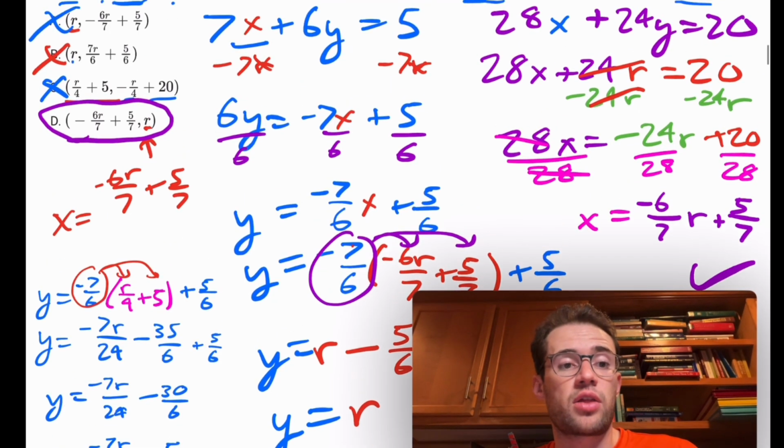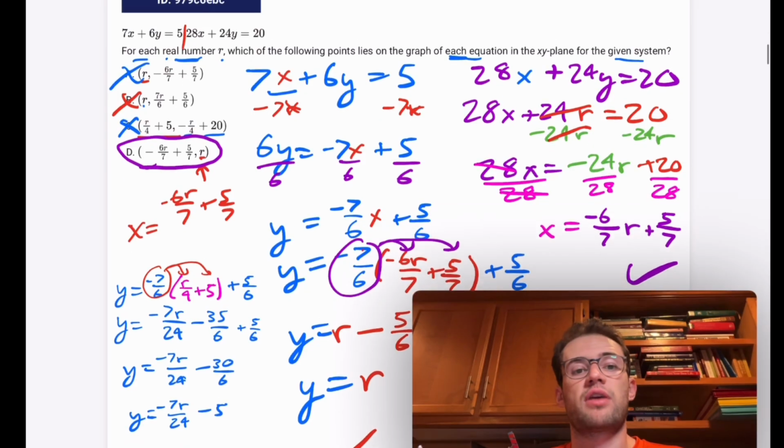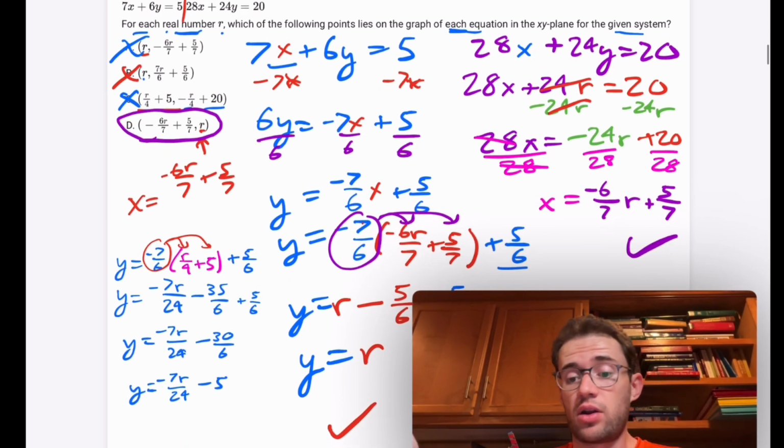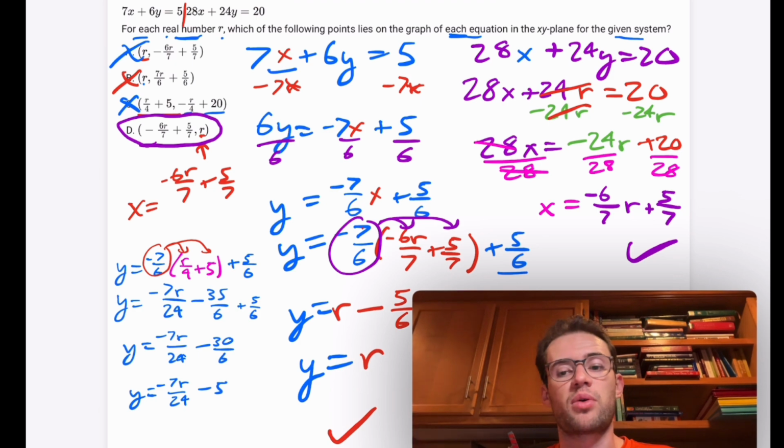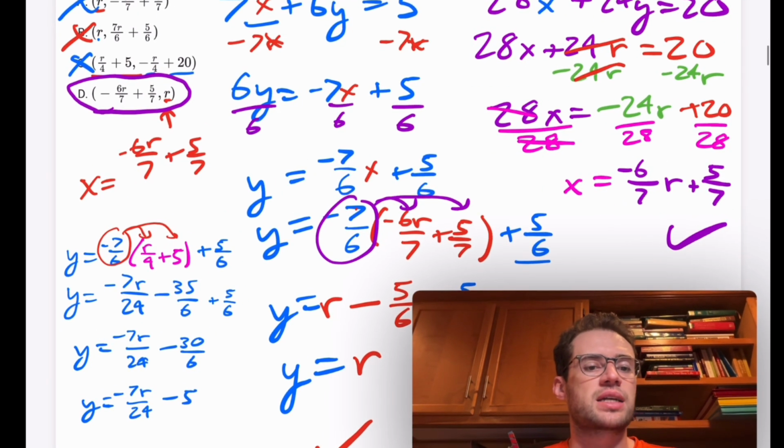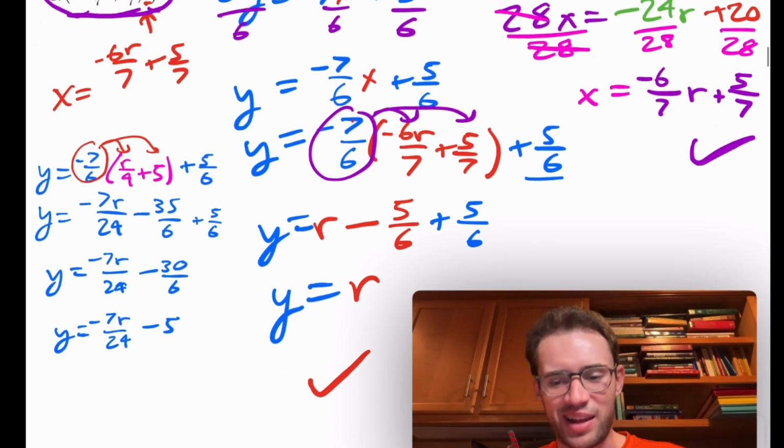Again, all of the other ones, A, B, and C, all failed even working for the first equation. So from there, you could have just known it was D, but this proves this point does work for both equations when x is this value and y is this value in terms of r. I really like that. Was a fun question.